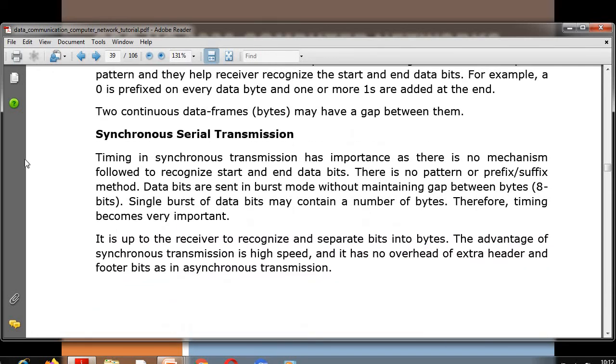But in synchronous serial transmission, timing is important as there is no mechanism followed to recognize start and end bits. There is no pattern, prefix, or suffix method. Data bits are sent in bursts without maintaining gaps between bytes. A single burst of data bits may contain a number of bytes. Therefore, timing becomes very important.